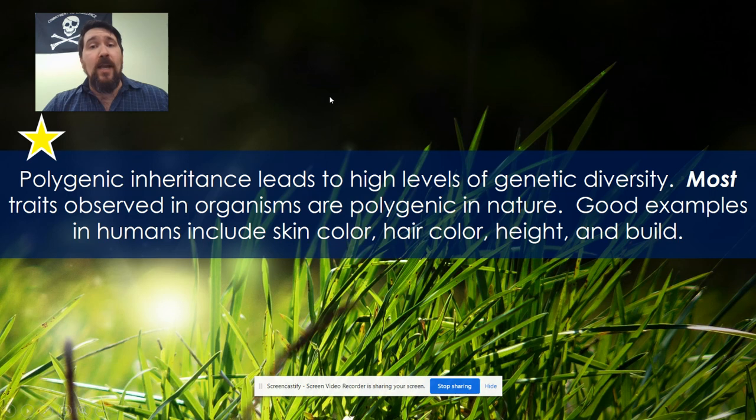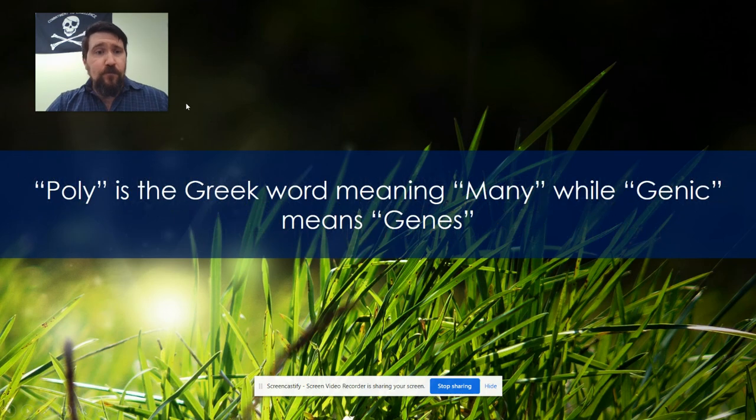So let's take a look at how polygenic inheritance works and how it gives us our gradient of different features: the gradient of skin tones, the gradient of heights amongst humans, and things of that nature. All right. The word polygenic inheritance sounds fancy, but it's just Greek. Poly means many, and genic means genes. So it just means many genes.